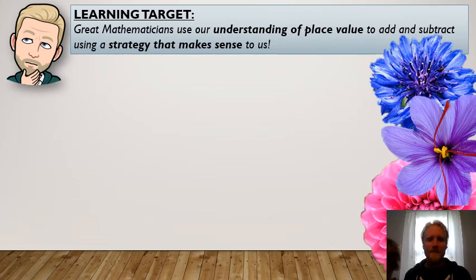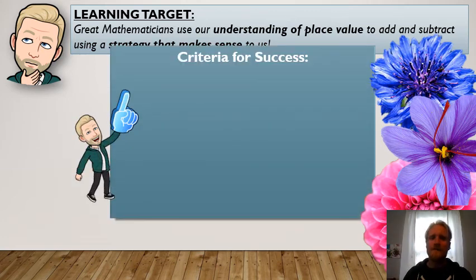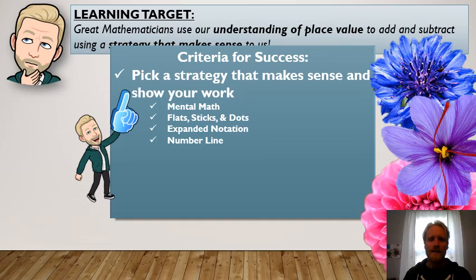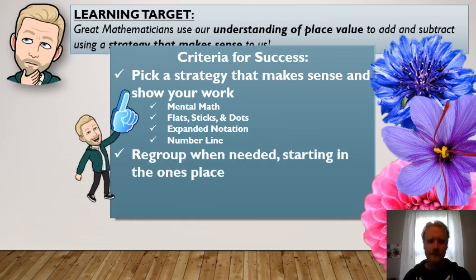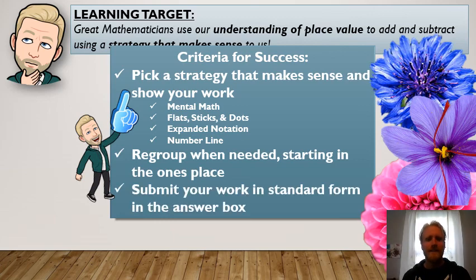All right, so again, our learning target for today is for us to use our understanding of place value to add and subtract using a strategy that makes sense to us. Elliot, bring your son to work day was last week. All right, the criteria for today is make sure you pick a strategy that makes sense and show your work. Regroup when needed, starting in the ones place, and make sure to submit your work in standard form in the answer box.